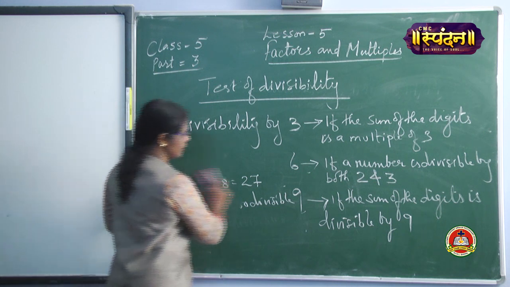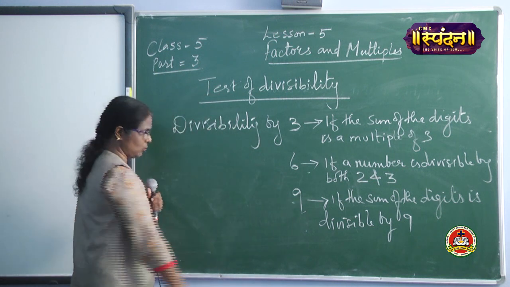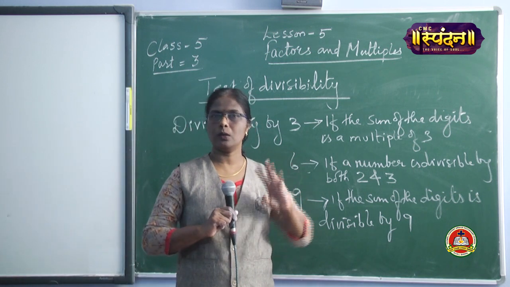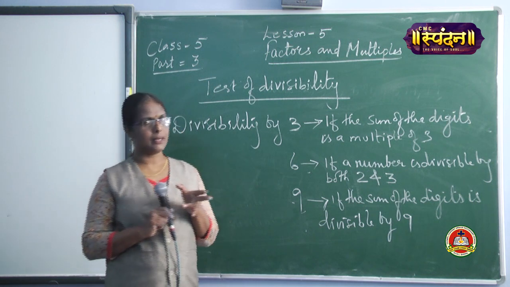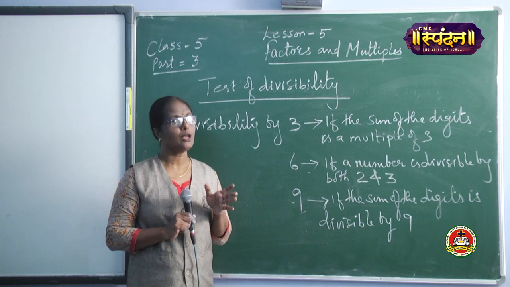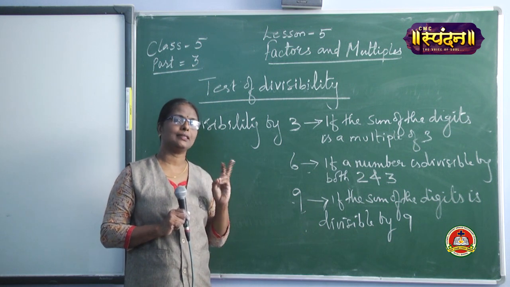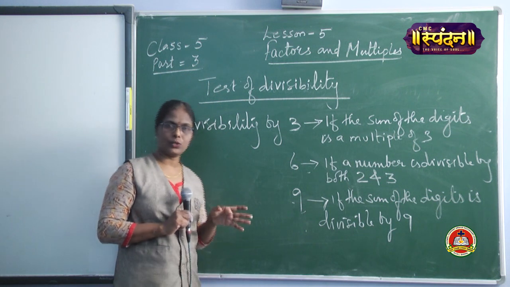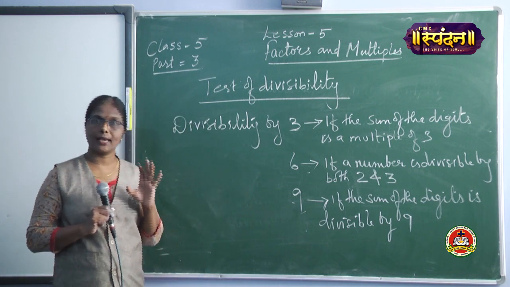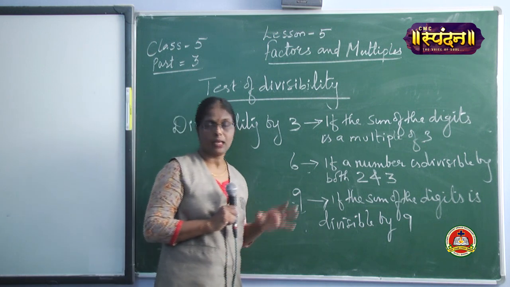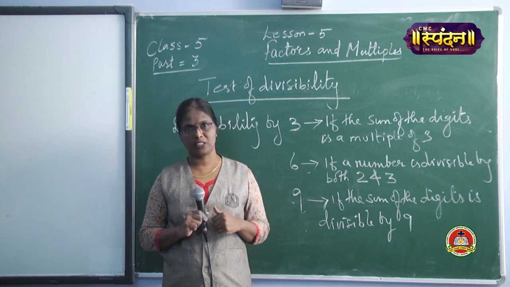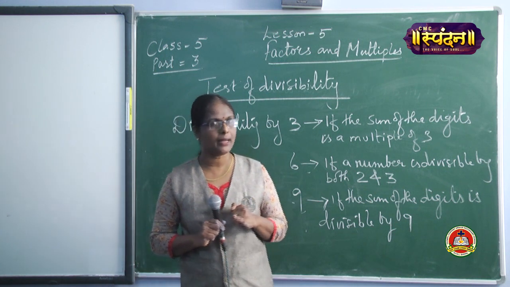So, we have now seen 6 divisibility rules. First, we had seen the divisibility rule by 2. The rule was, if a number is an even number, then it is divisible by 2. Or if it has 0, 2, 4, 6, 8 in its ones place, then the number is divisible by 2. Then we had seen divisibility by 5: a number which has 0 or 5 in its ones place is divisible by 5. If a number has 0 in its ones place, then the number is divisible by 10.